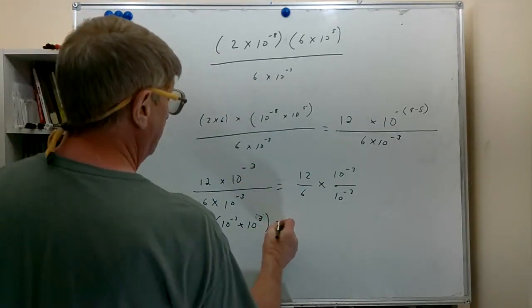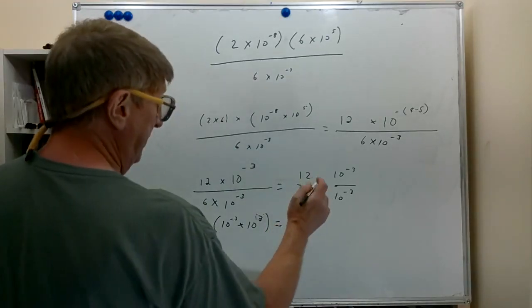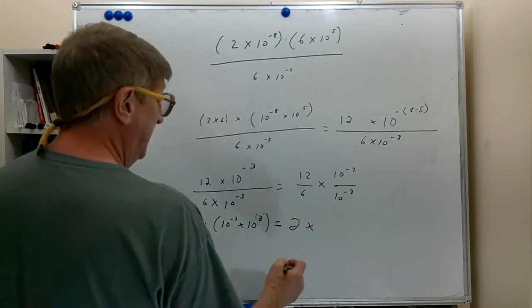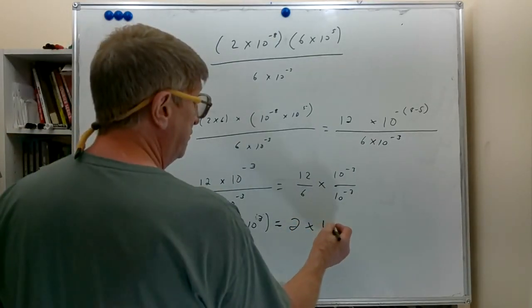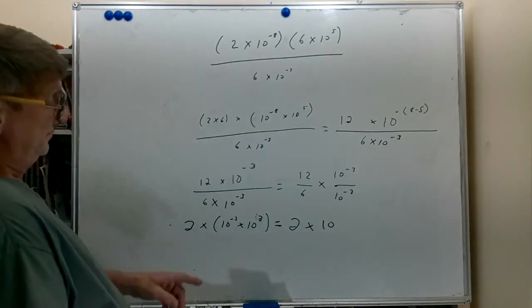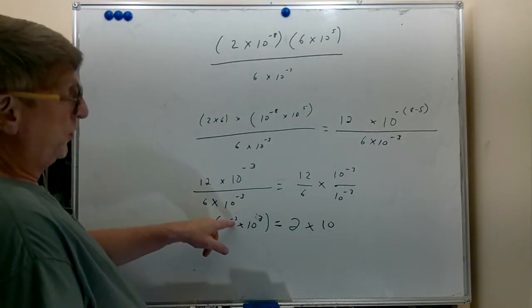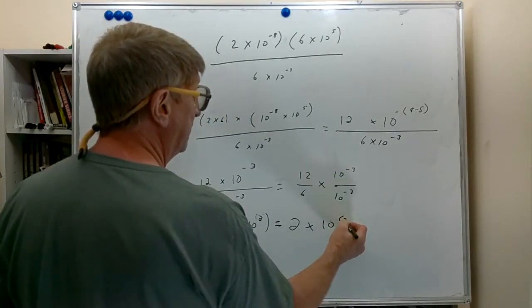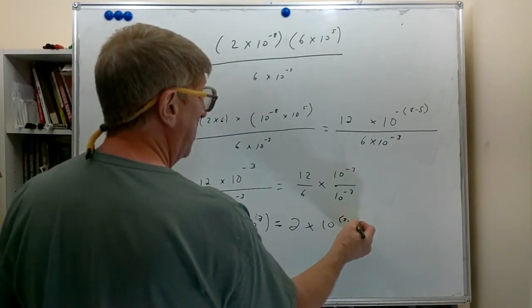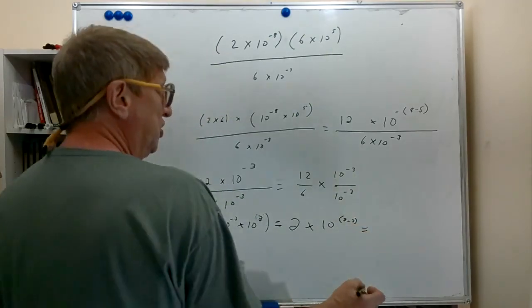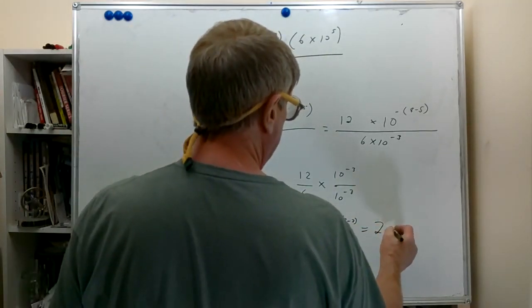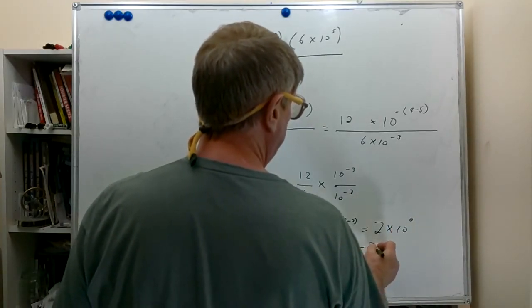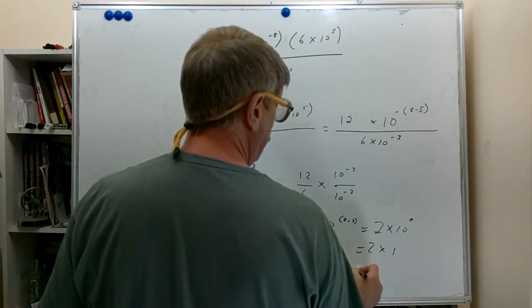So let's move forward using the rules of multiplication of powers of 10. The 2 doesn't change, we've already handled that. And it's going to be 10 to the, we use the sign of the largest, which is positive. We subtract the largest from the smallest, which gives us 2 times 10 to the 0, which basically is 2 times 1, which equals 2.